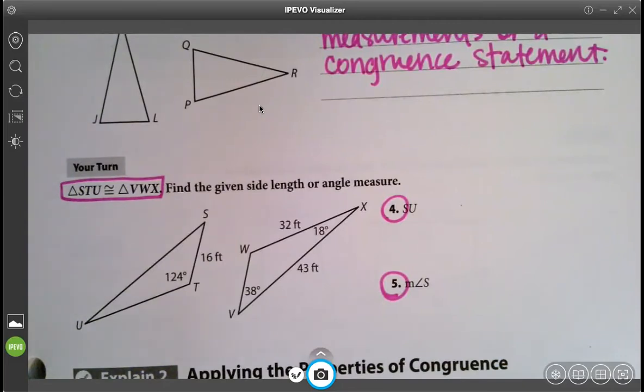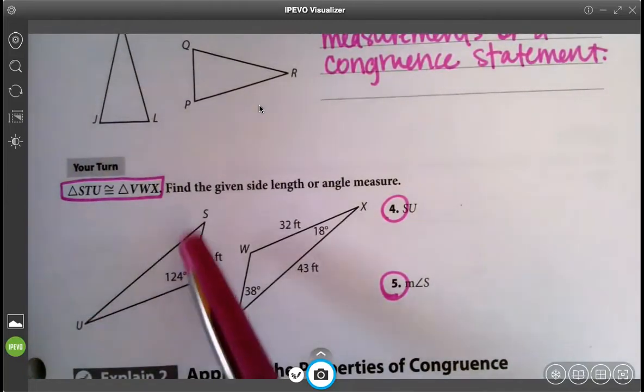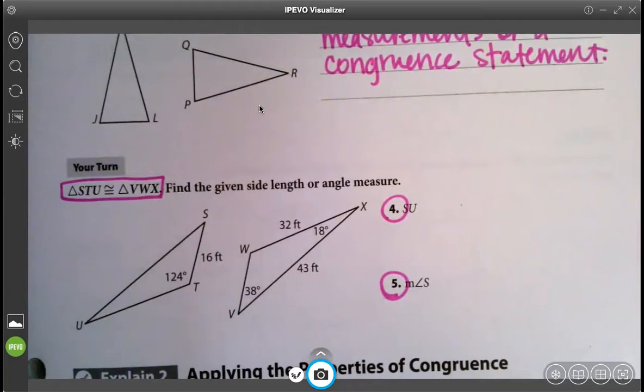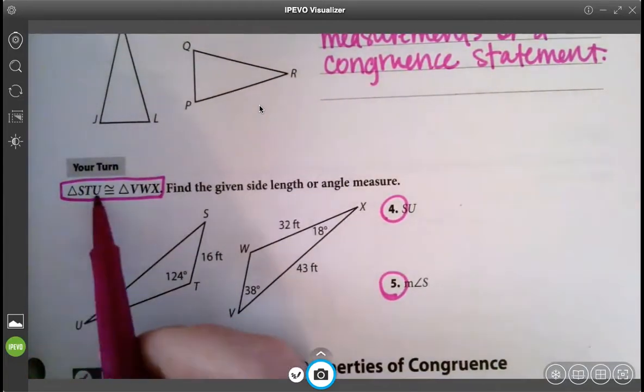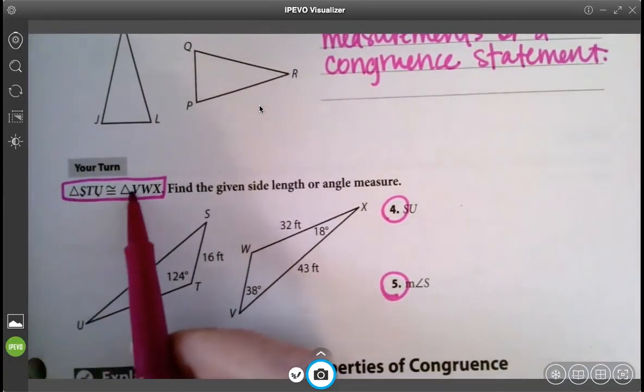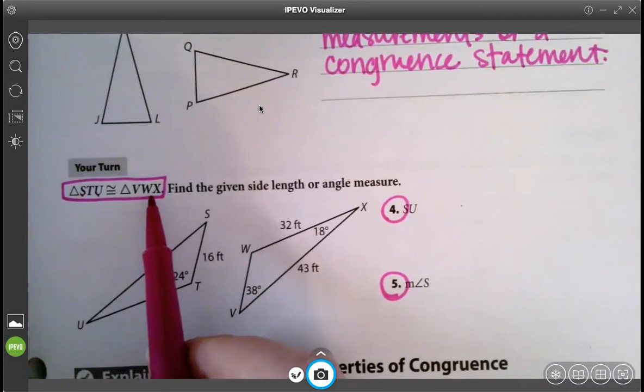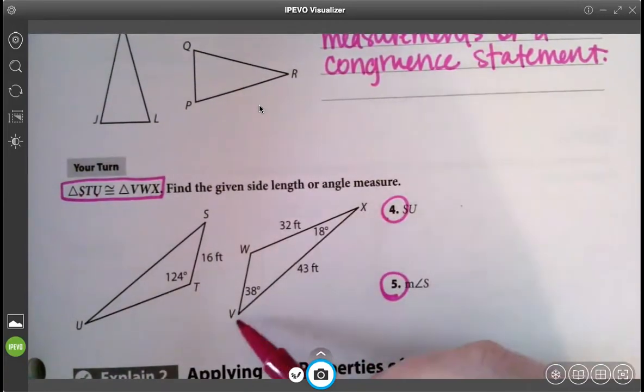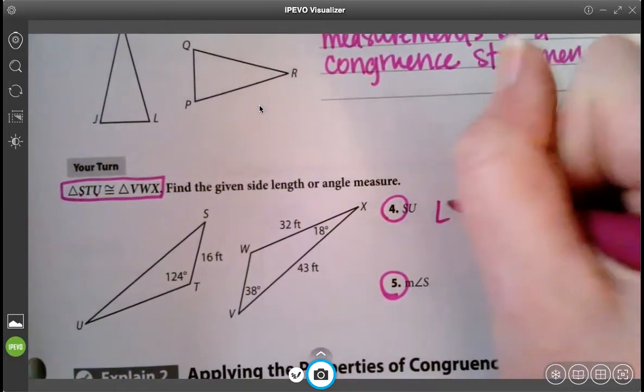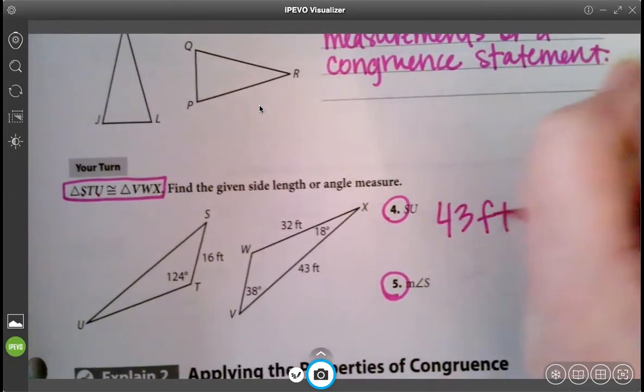Okay, so what did we get for SU? So SU is what? Sorry. 43. SU is first and last. VX is first and last. So I'm going to go find VX. There's V, there's X, 43 feet. Questions on how we did that?